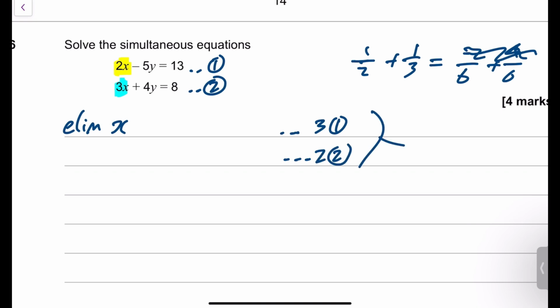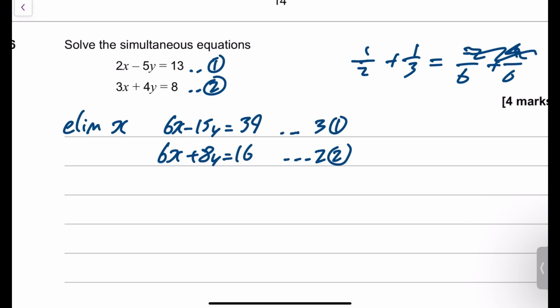Notice, I've done this before I've actually done anything else. The reason you want to do this is people are very good at multiplying the left-hand side by 3, but they forget to multiply this by 3. Likewise, I'll multiply this by 2, multiply this by 3. But if you do what I've just done, you're more likely to get it right consistently. So multiply the first one by 3, you'll have 6x minus 15y is equal to 39. The second one by 2, you'll have 6x plus 8y is equal to 16.